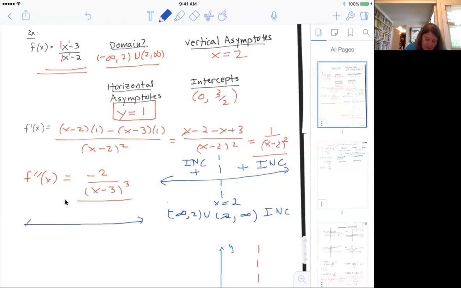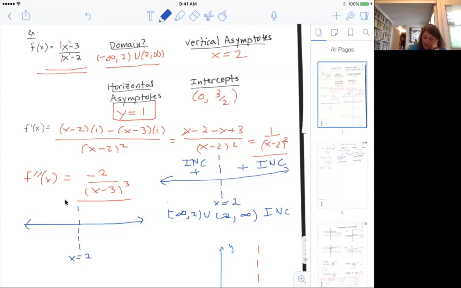The second derivative tells me about concavity. And in terms of concavity, I don't have any places where the second derivative is 0, because again, that numerator doesn't have any chance of being 0. It's minus 2. So what I'm going to do here again is put the asymptote on there, because things can change around an asymptote. Even though it's not an actual point on the graph, things can change on either side of it.